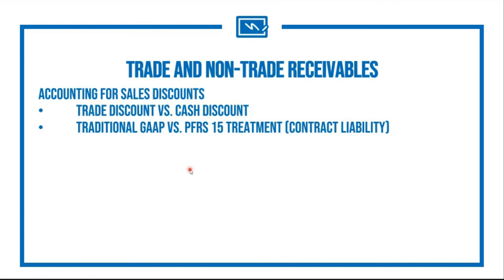Kasi parang ano din siya, parang yung tinatawag nating gross method, net method, pero hindi mo kasi pwedeng sabihin na PFRS 15 is net method because gross method and net method both pertain to traditional GAAP. Pag sinabi natin PFRS 15 or IFRS 15 provision, that is the contract liability concept. Okay? We will have a separate specification or separate example for us to illustrate yung contract liability na yan.